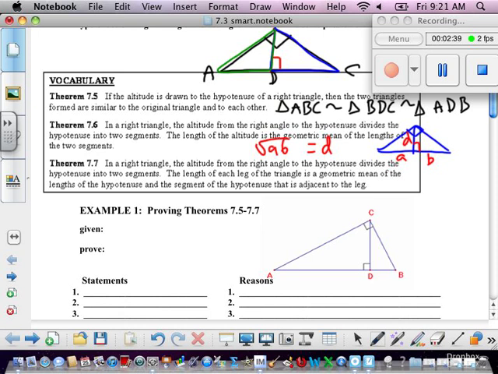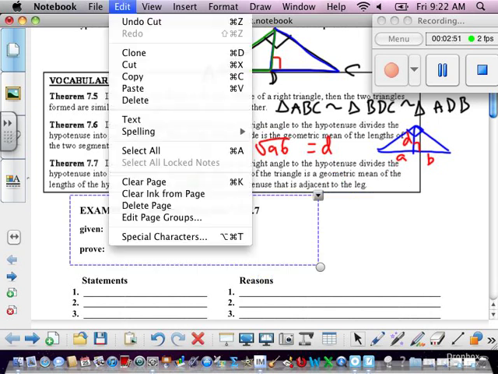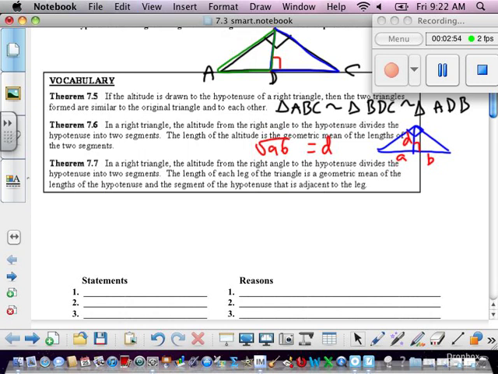Let's break this down. I'm going to move this out of my way so I can draw a nice picture. Okay. So let's draw this as it says it. In a right triangle, so I've got a right triangle. The altitude from the right angle to the hypotenuse divides the hypotenuse into two segments. We'll label them A and B. The length of each leg of the triangle is a geometric mean of the length. This is where I get confused. The length of each leg of the triangle. So here is each leg.